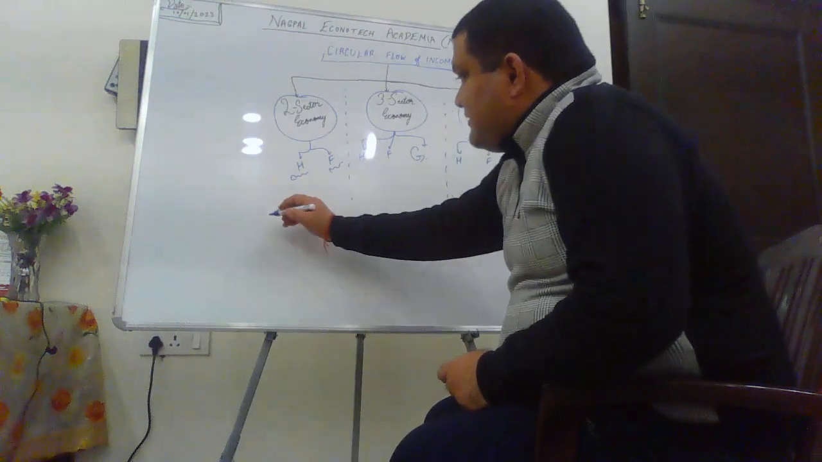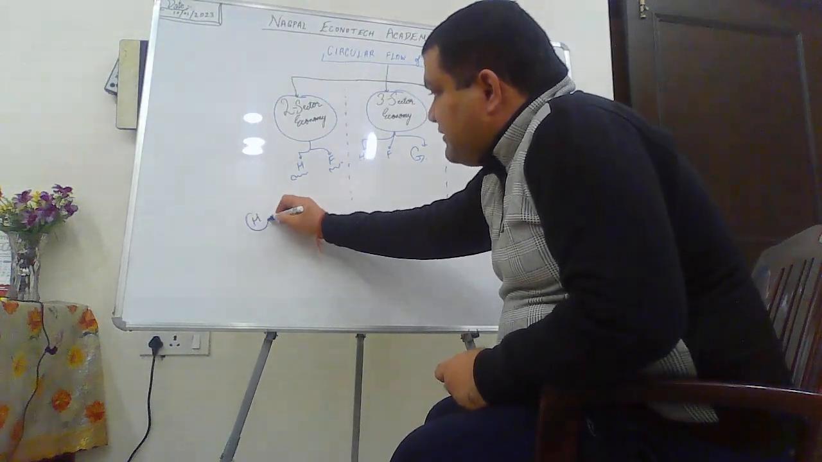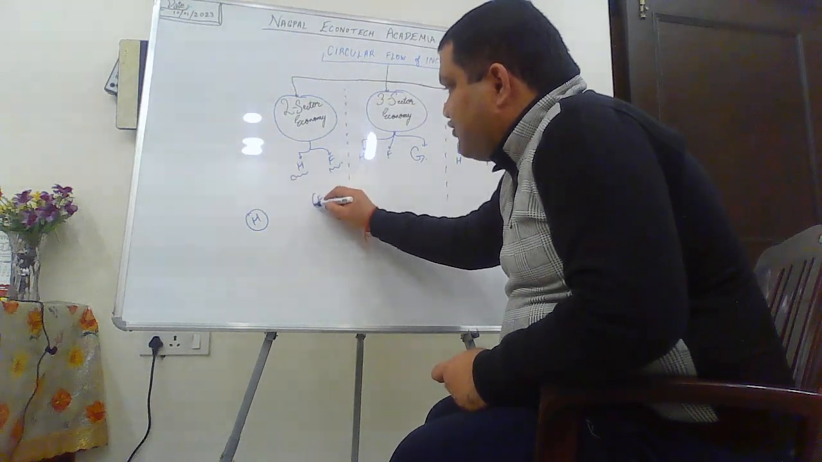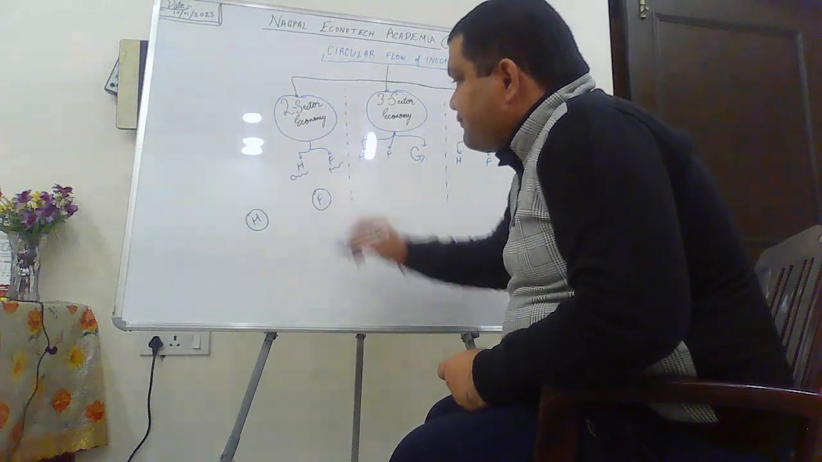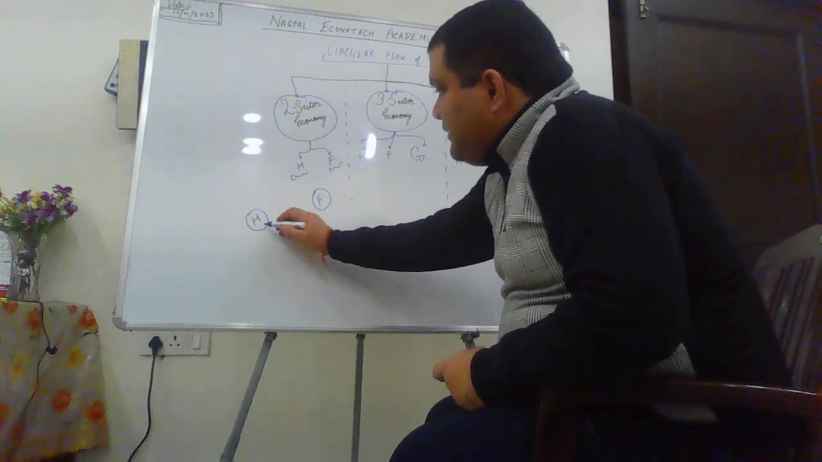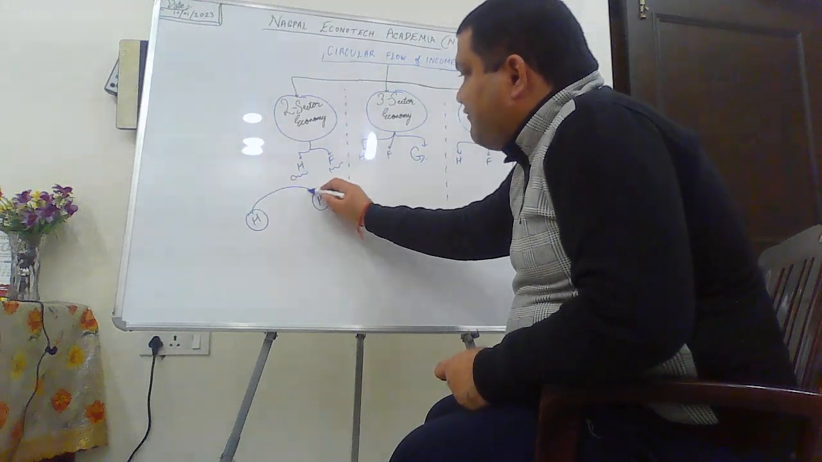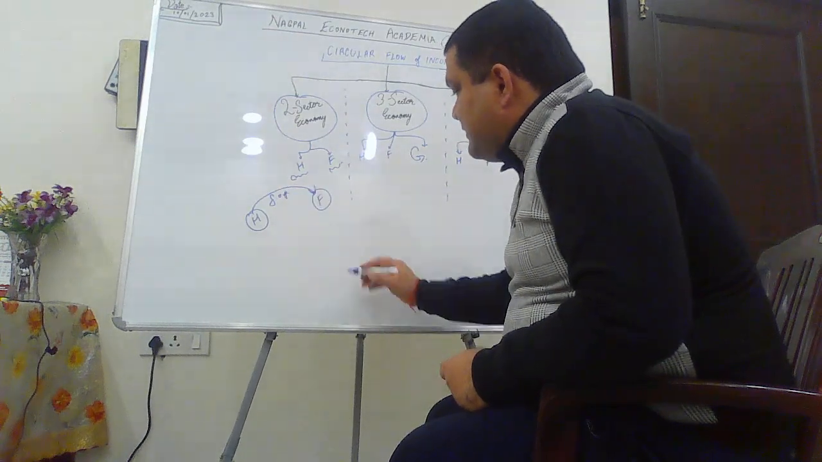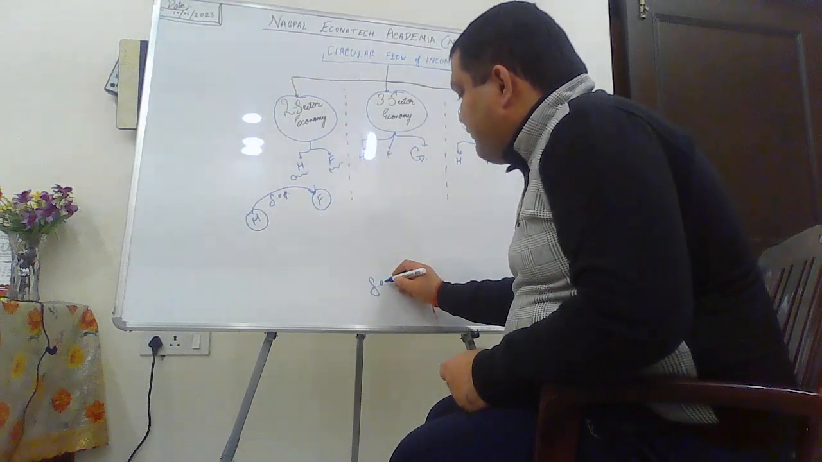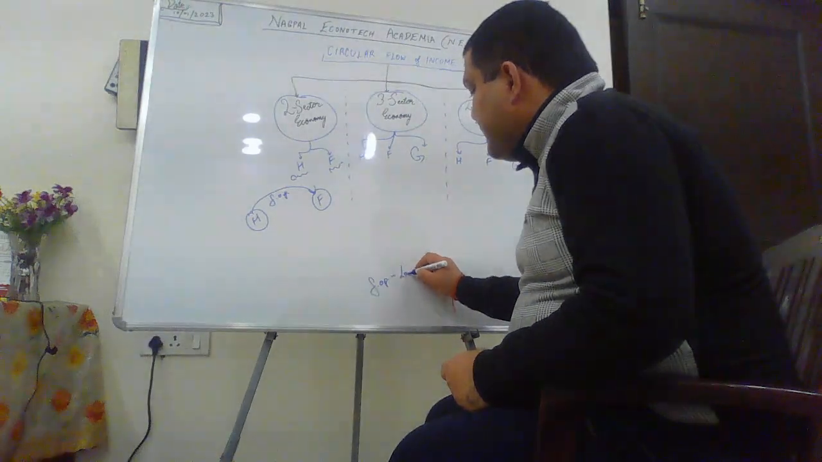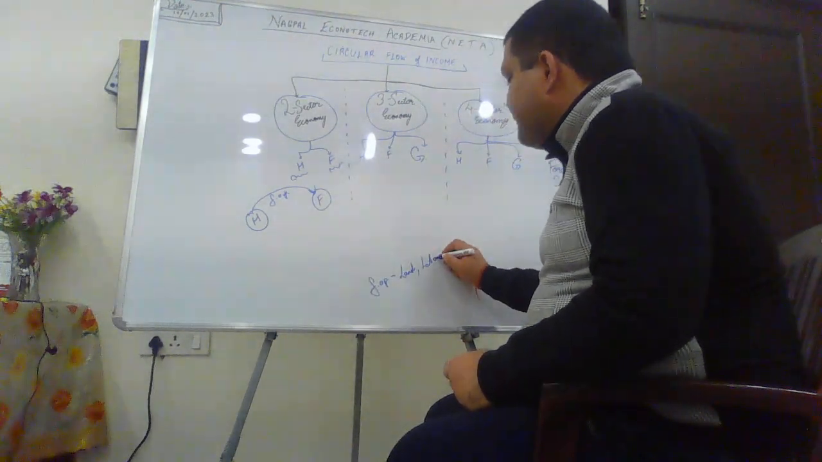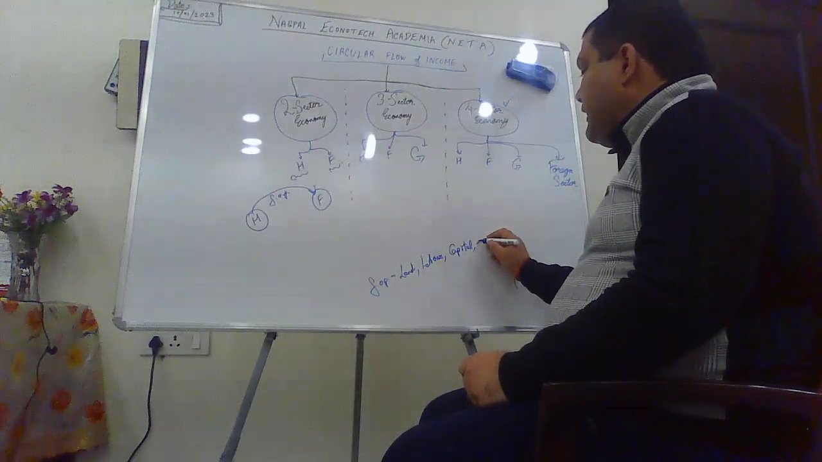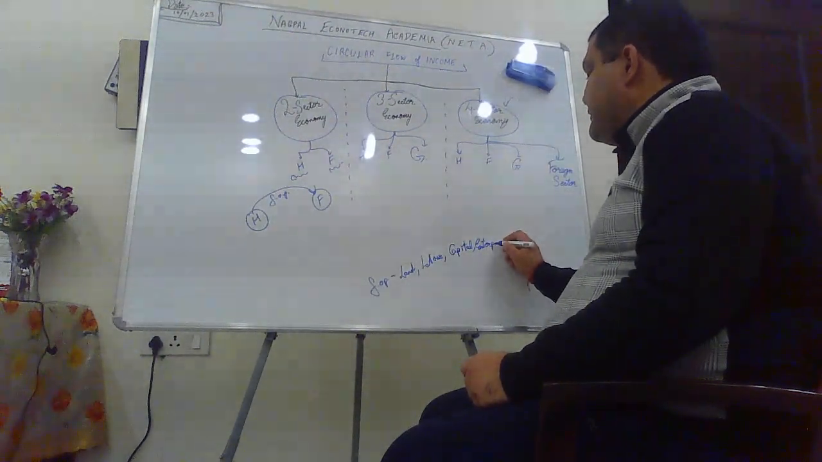In case of households, see, here comes the households. I am representing households by the abbreviation H and firms by the abbreviation F. So basically, the household sector provides the factors of production to the firms, and this is basically in the form of land, labor, capital, and enterprise, correct?